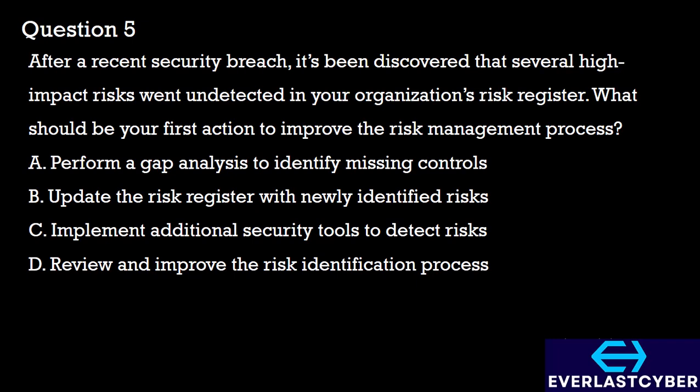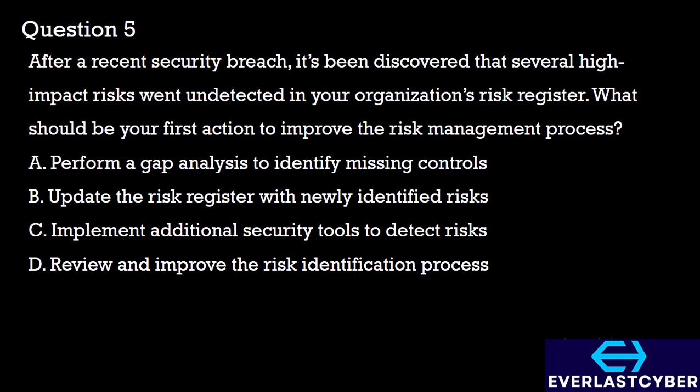Question 5. After a recent security breach, it's been discovered that several high-impact risks went undetected in your organization's risk register. What should be your first action to improve the risk management process? A. Perform a gap analysis to identify missing controls. B. Update the risk register with newly identified risks. C. Implement additional security tools to detect risks. D. Review and improve the risk identification process.